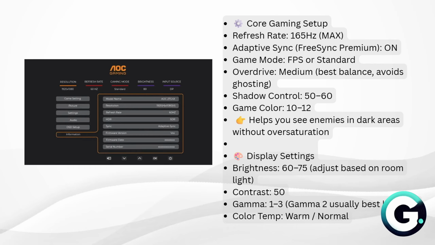Now for the display setting, it's going to be 60 and 75 for brightness, but of course you can adjust this depending on your room lighting. Contrast at 50, gamma at 1 to 3, and the color temperature is going to be warm or normal.